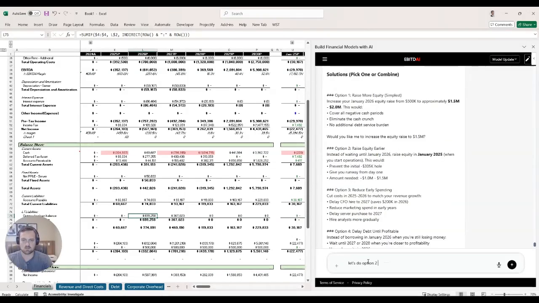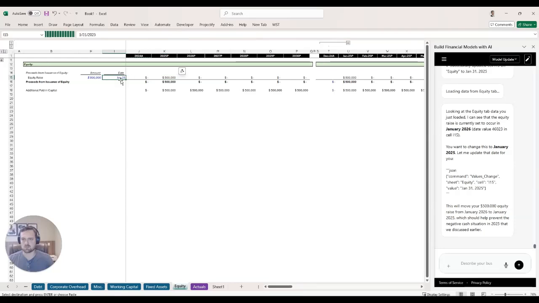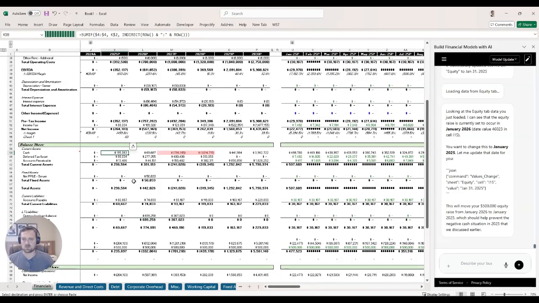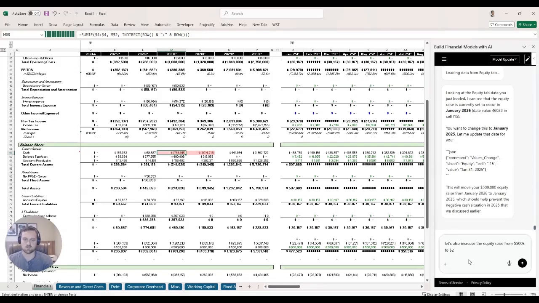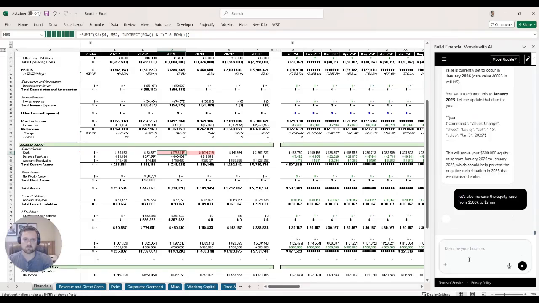So option 2 and change to Jan 2025 for equity. Okay, you can see the assumption has been changed to Jan 2025. Now that 500,000 is coming in on January 2025, back on the financials, cash is no longer negative in the first year, but we still have this problem in the later years. Let's also increase the equity raise from 500K to, looks like we need about $2 million to avoid negatives.